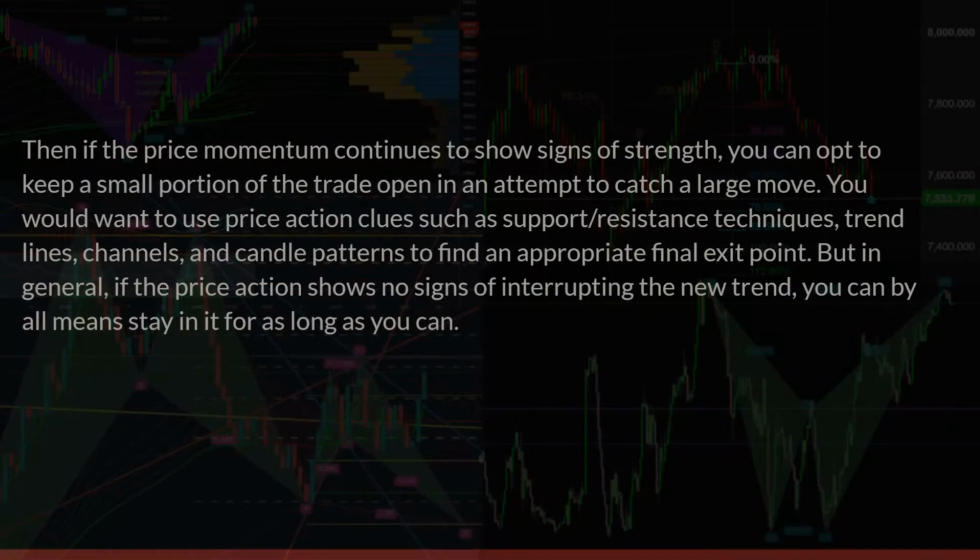depending on which variant you shorted. Now, if the price momentum continues to show signs of strength, you can opt to keep a small portion of the trade open in an attempt to catch a larger move. Now, we do this all the time with the 3 contracts, and then you sell one on the ignition candle, sell one at the price target, and let the last one run. Now, you can do that with this, most definitely.